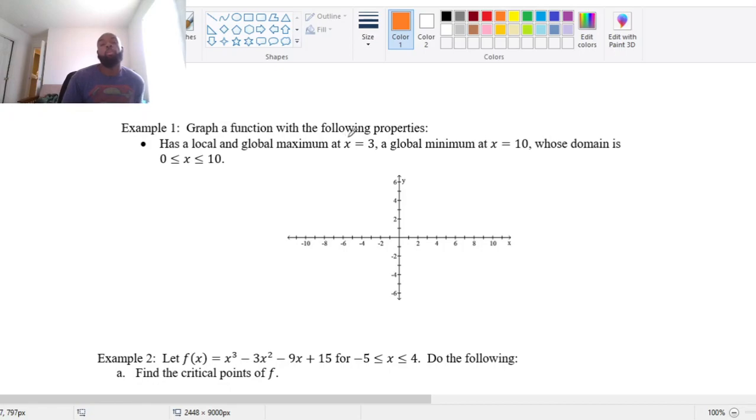Well, I'm going to have a global max at 3, so at x equals 3, I'm going to have my maximum point. They don't tell me what point to choose. I'm just going to choose the point (3, 4). That's my global maximum. I have a global minimum at 10. That means at 10, I have my smallest point, my lowest point. My domain of my function is from 0 to 10. That means my function starts at x equals 0 and it continues till I get to x equals 10.